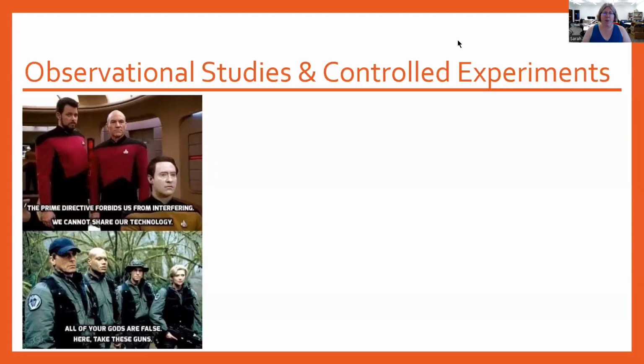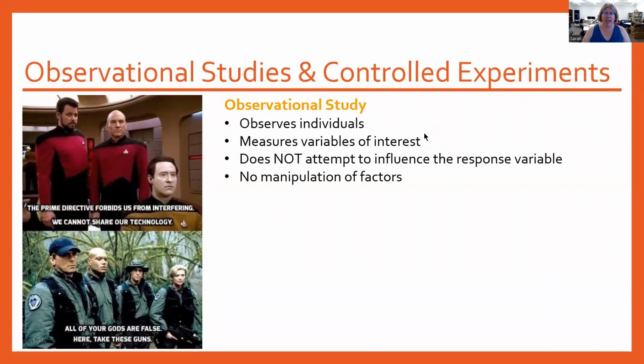Let's look at the difference between observational studies and controlled experiments. So an observational study observes individuals. It'll measure the variables of interest, so we'll measure the explanatory and the response variable, but it does not attempt to influence or manipulate anything, so that we're not trying to change what happens to the response variable, we're just recording that. So there's no manipulation of factors. So if you're into sci-fi, this is a lot like Star Trek, where this other civilization is playing the observer role. They don't interfere, they don't share their technology, things like that. They're just watching to see what happens.